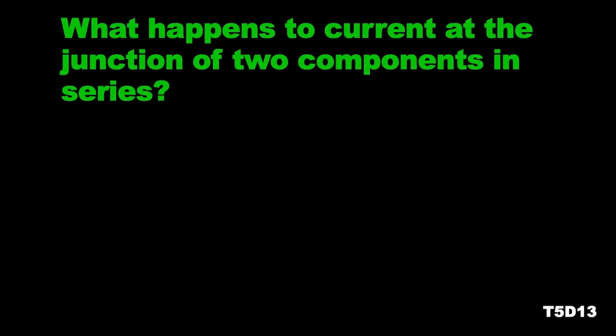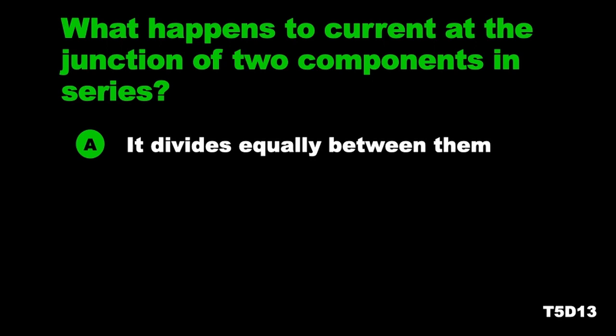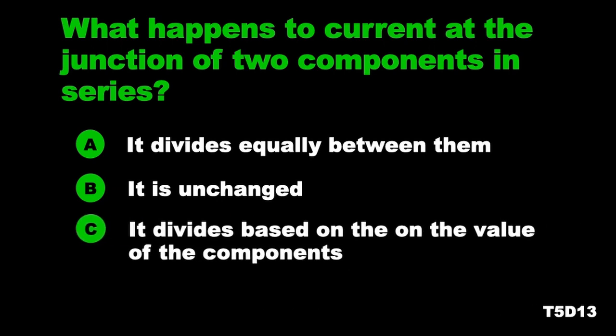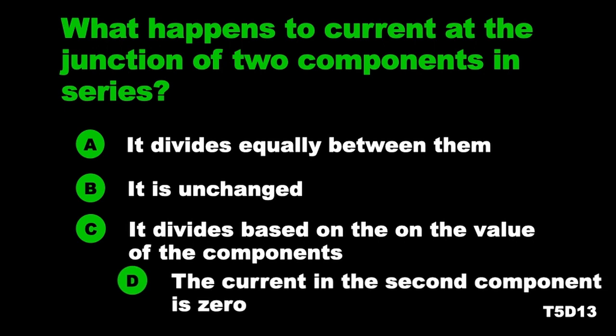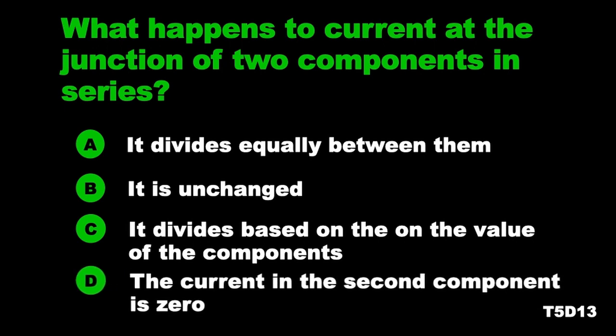What happens to current at the junction of 2 components in series? A. It divides equally between them. B. It's unchanged. C. It divides based on the value of the components. And D. The current in the second component is 0.